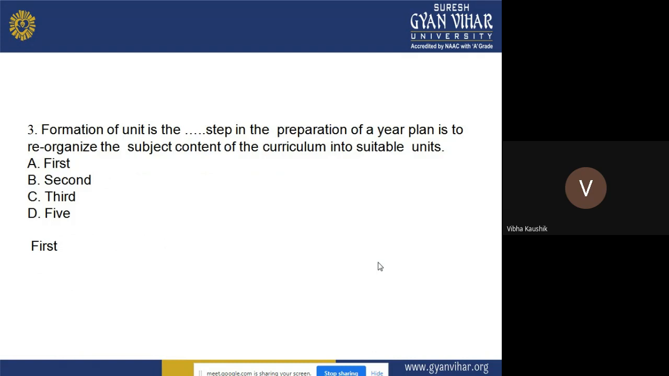Formation of units is the dash step in the preparation of a year plan. Formation of unit is the dash step when we are preparing a year plan, to reorganize the subject content of the curriculum into suitable units. The options are A first, B second, C third, D fifth. Now students, you have to select the correct one, and the correct answer is option A, that is first.